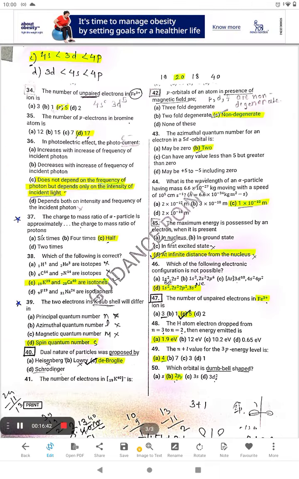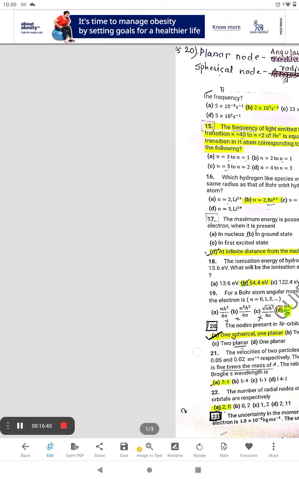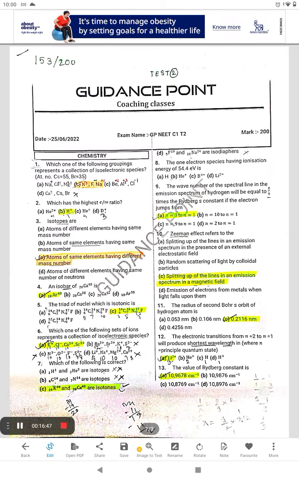I've completed with the mistakes and I had scored 153 out of 200 in this test.